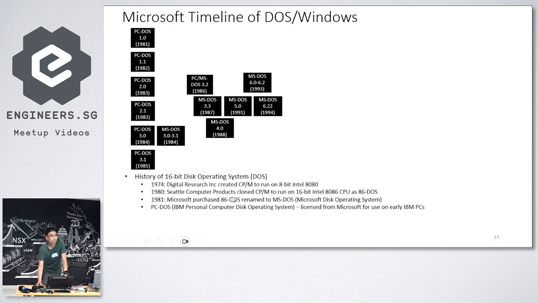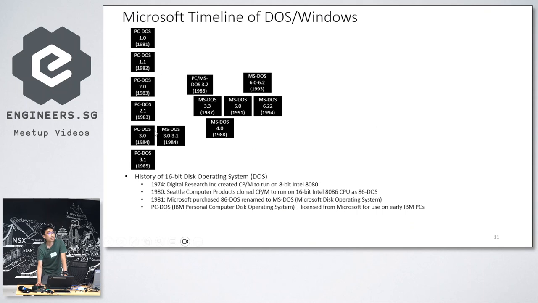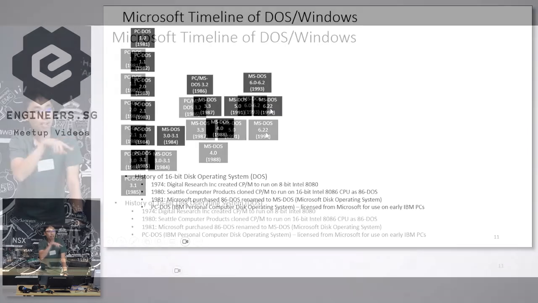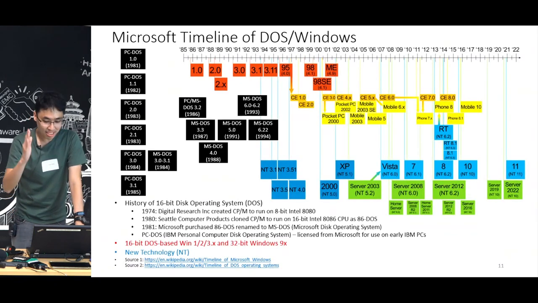Then after that, Seattle Computer Products cloned this, and they called it 86-DOS, in 1980. After that, Microsoft purchased 86-DOS and renamed it to MS-DOS. Then after that, IBM licensed it from Microsoft and called it PC-DOS. So there are a few acronyms here. You can see here, PC-DOS 1981. IBM licensed it because they needed an OS to run on this PC. So they called it PC-DOS. And along the way, there were many iterations. The final release of MS-DOS is 6.22 in 1994, which is the one that I'm using on my IBM PC and in my demo today. Okay, so after DOS, then came Windows.